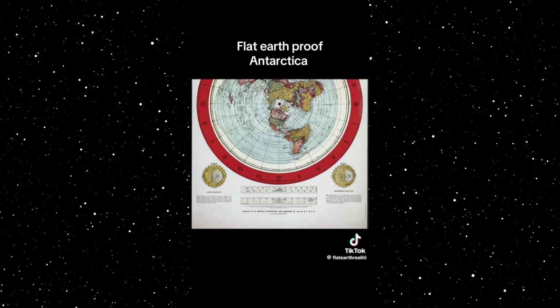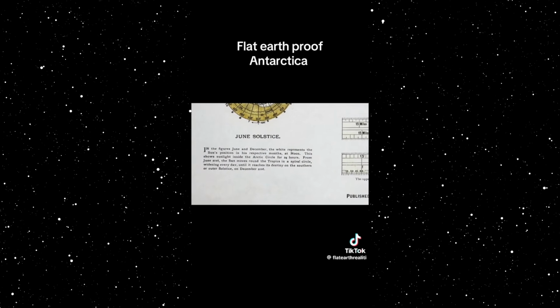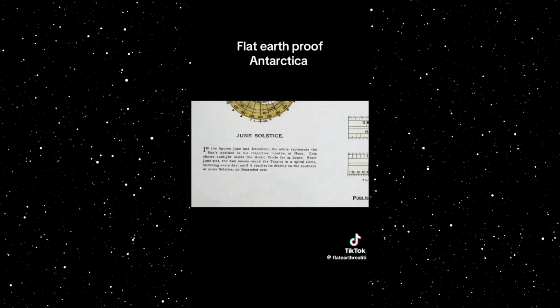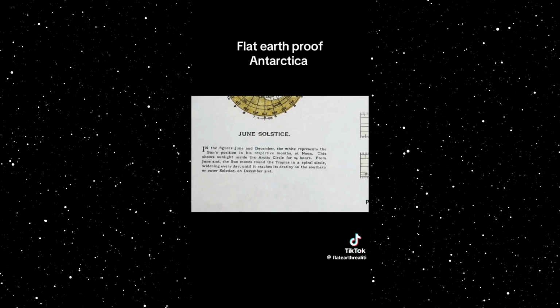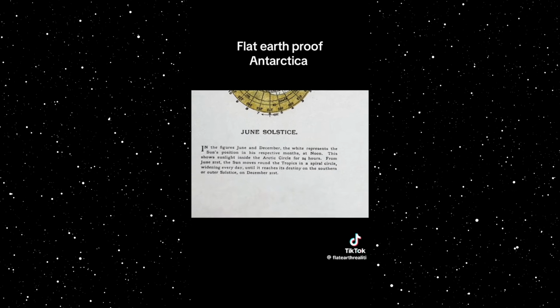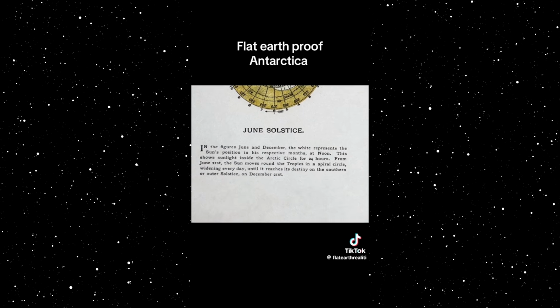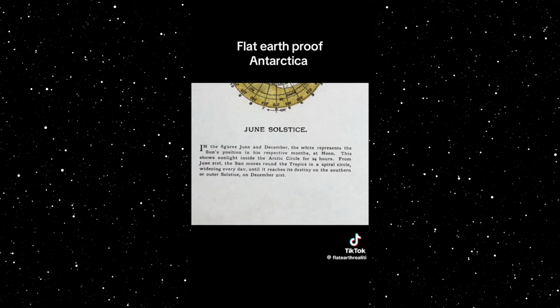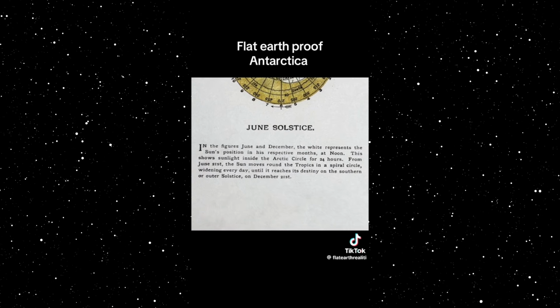How does the June solstice occur? In this section it says that in the images of June and December, the white area represents the sun's position during its respective months at noon. This shows the sunlight within the Arctic Circle for 24 hours. Starting on June 21, the sun moves around the tropics in a spiral, widening each day until it reaches its destination at the southern or outer solstice on December 21. Here it clearly states that the sun moves, not the Earth.